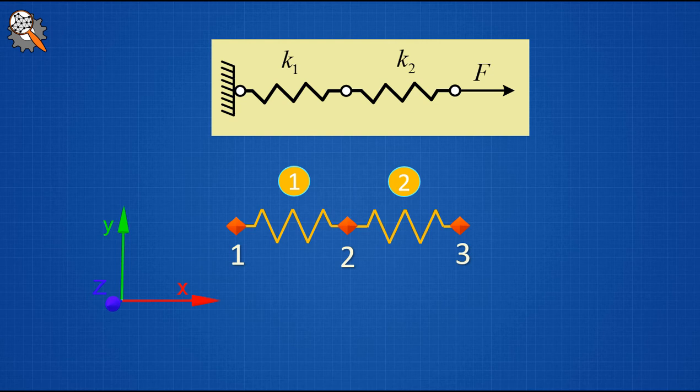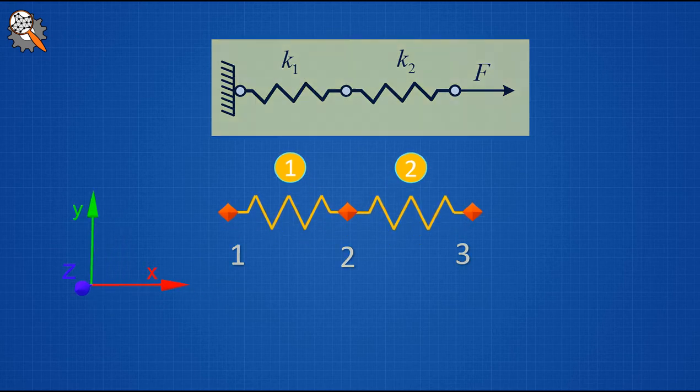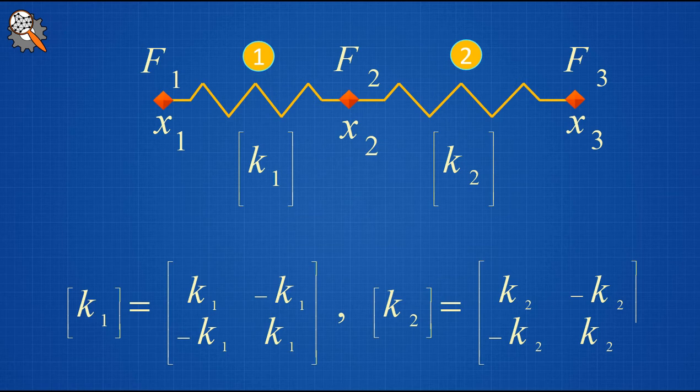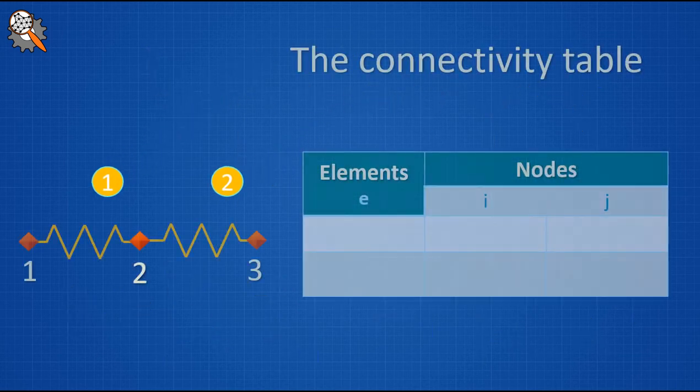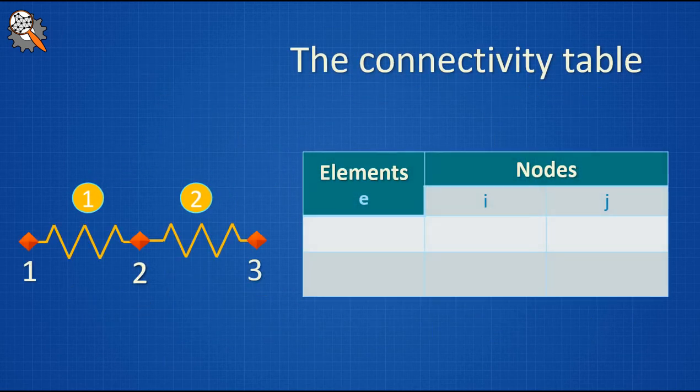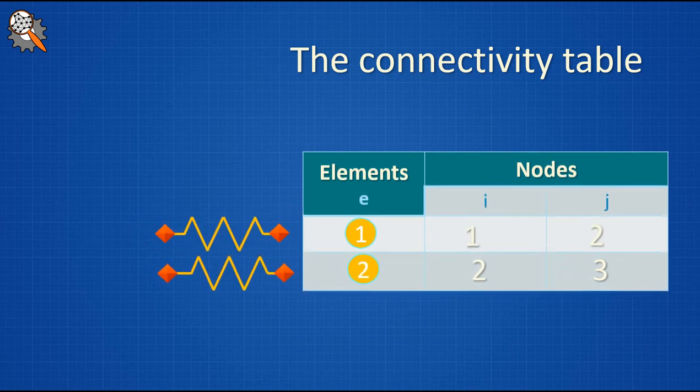The direction is arbitrary. The numbers of the elements are circled, and those of the nodes are not, to differentiate them. With each element is associated an elementary stiffness matrix which depends on the element's stiffness. All the loadings F as well as all the degrees of freedom are represented. The assembly of the global stiffness matrix is based on the connectivity table which defines how the elements are related to each other. The first element is located between the first and the second node, and the second element between the second and the third node.